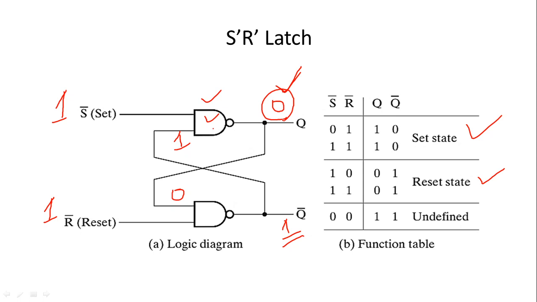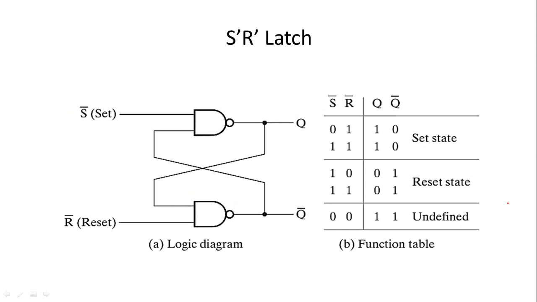Now let's have a look at the undefined state. How would this undefined state work when both S complement and R complement are 0? So let's say this is 0 and R complement is 0. 0 NAND 0 is 1, and 1 goes here. 0 NAND 1 would give 1, and 1 goes here.